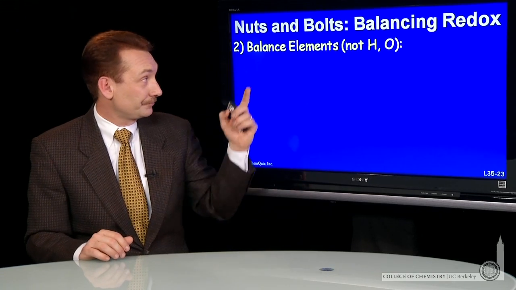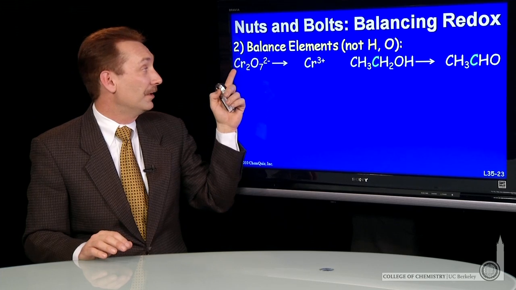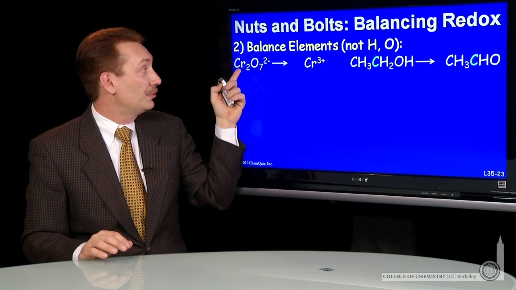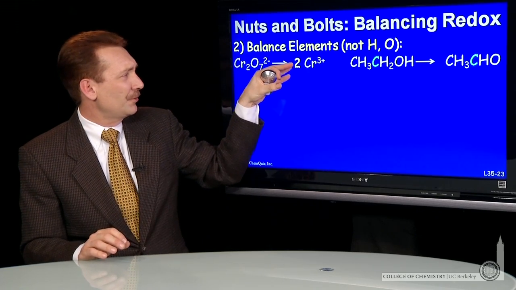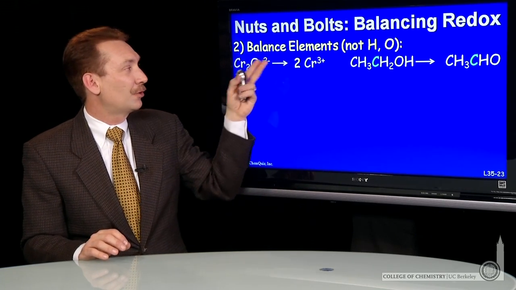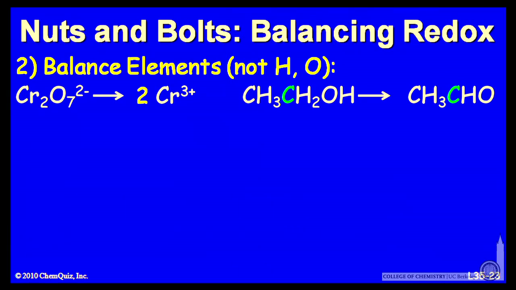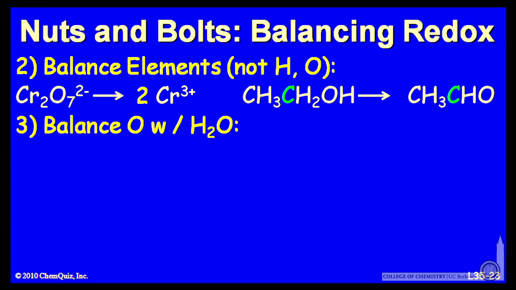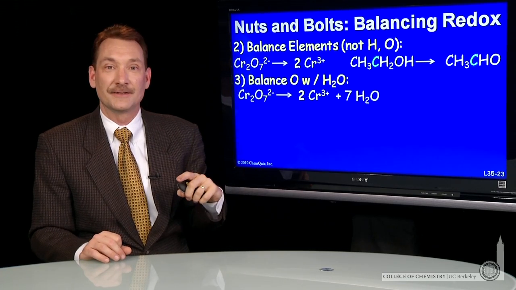So the next step, balance the elements in your two skeletal half cells. Well, in the reduction, there are 2 chromium here, only 1 there, so I need a 2. And in fact, I'm just going to go through and apply the steps to the chromate first and then come back and do it for the alcohol and the aldehyde. So the next step would be to balance the oxygens by adding water. For this reaction, I have 7 oxygens over here, so I should add 7 water molecules over here to get the oxygens to balance.